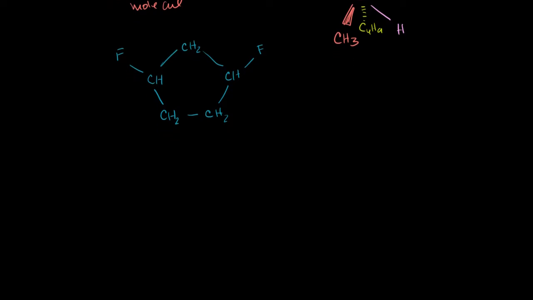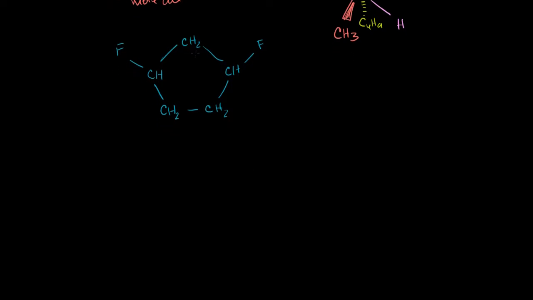And just so we get a little bit of review, if we wanted to name it, we could start at this fluorine right there. 1, 2, 3, 4, 5. This is 1,3-difluorocyclopentane. So that was a nice review of naming. But let's think about whether we have any chiral centers here and whether the molecule as a whole is chiral.